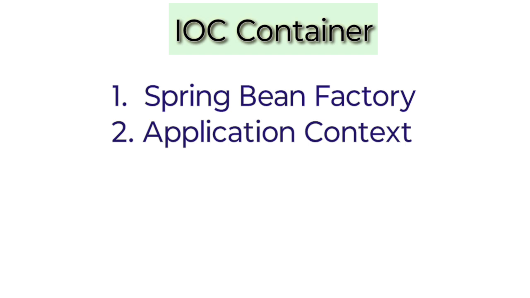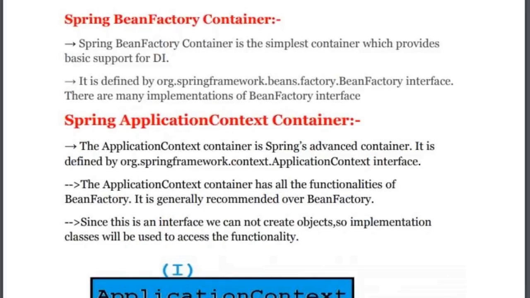Coming to Spring Bean Factory, it is basically the base, simplest container and it is not able to inject all the types of dependency. So instead of that, we can go for the application context container. Now this application context container is an advanced type of container, and it can inject all the types of dependency.